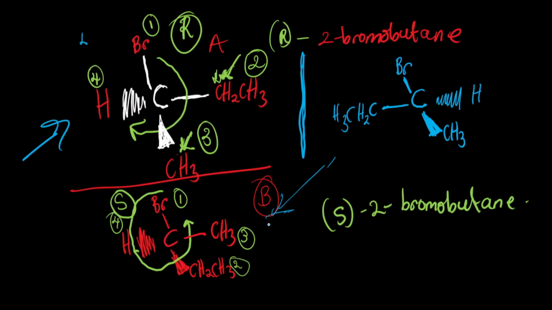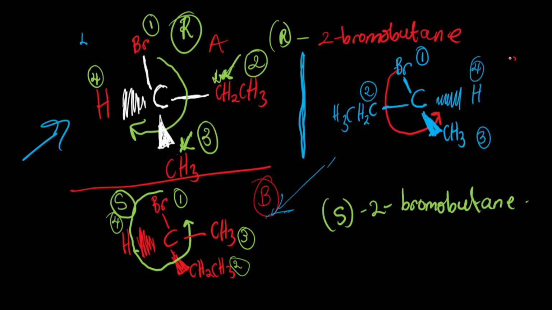Okay, so let's check out the configuration of this structure. This has priority number 1, this has priority number 2 as we saw earlier, this has priority number 3, and this has priority number 4. Now in going from 1 to 2 to 3, let's check that out. So this is the direction from 1 to 2 to 3. Notice that we move in an anti-clockwise direction.